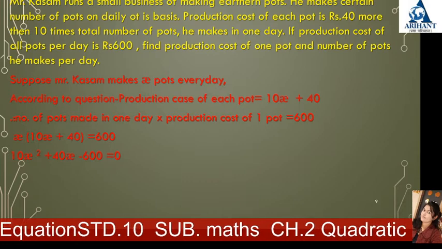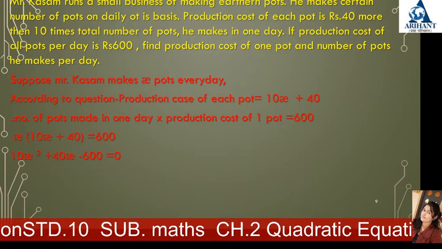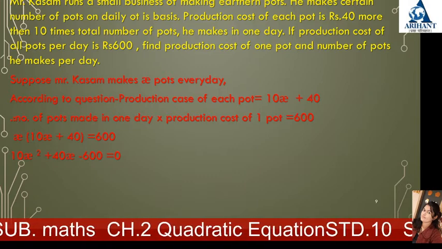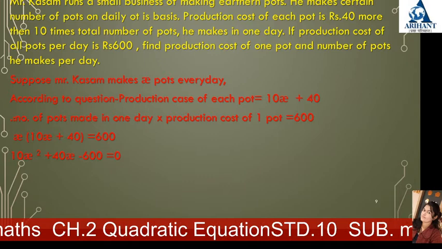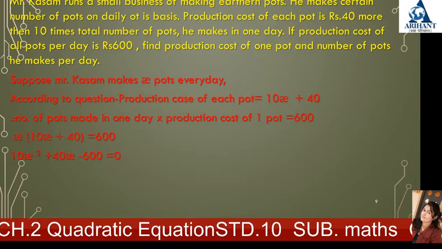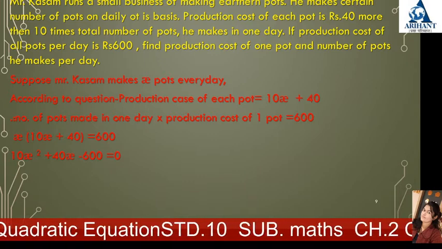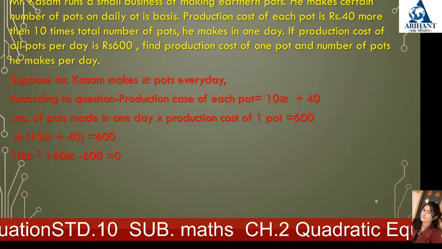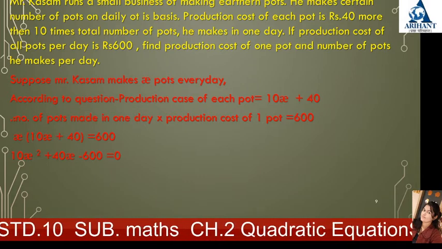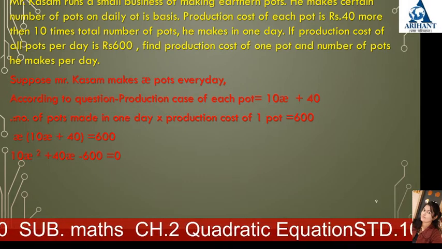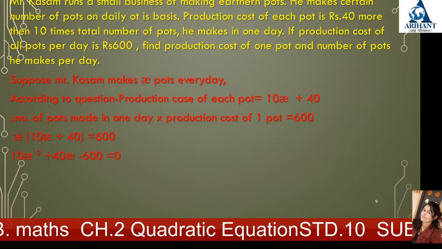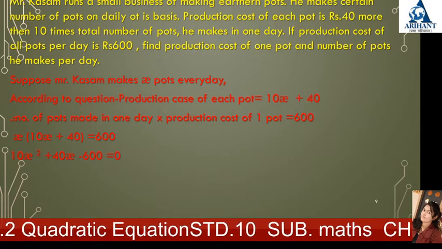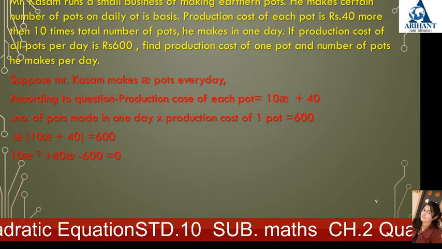Suppose Mr. Kasam makes x pots every day. That is what we have to consider. So according to the question, the production cost of each pot is equal to 10x plus 40, because in the example it is given that it is 40 more than 10 times the total number of pots.